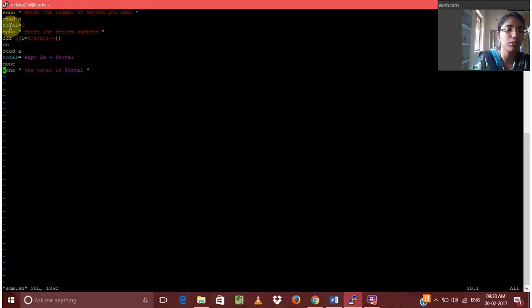I'm initializing total to 0 and then getting the series values. I'm using a for loop with i equal to 0, i less than n, i plus plus. I get a value from the user, add it, and store it in total. After that it gives the output: the total is dollar total.